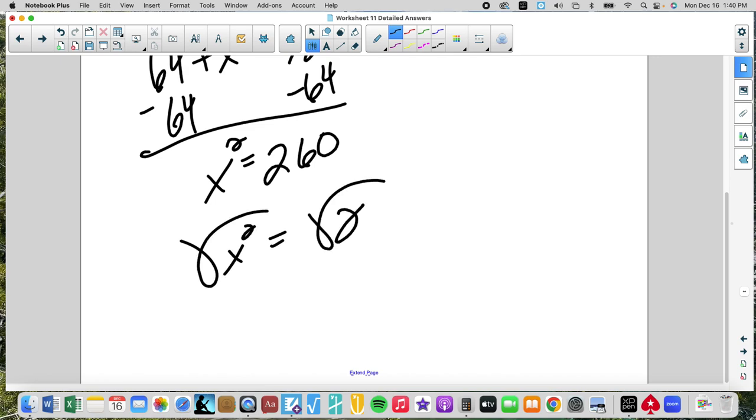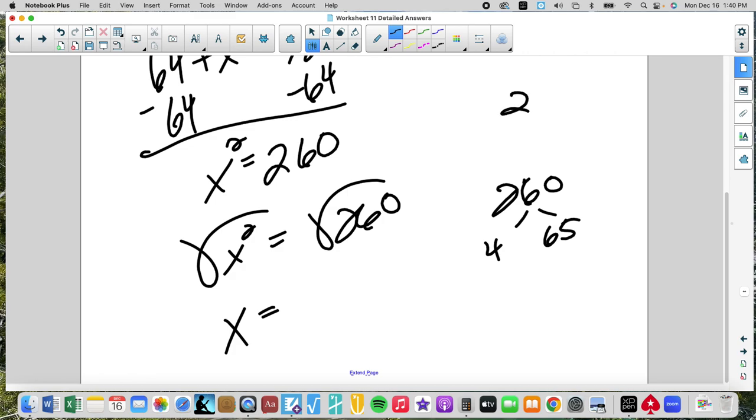And 260 is definitely not a perfect square. That I do know. Square root of x squared gives you x. And now we can show an example. So we have 260, and I'm going to divide by 4. That gives us 65. Why did I choose 4 and 65?